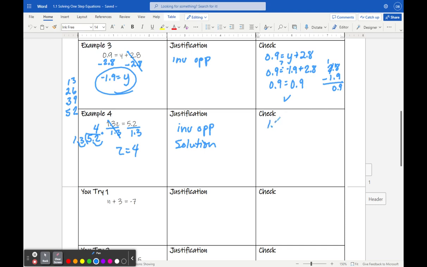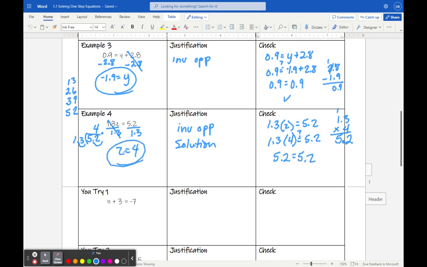And let's check it. 1 and 3 tenths times z is equal to 5 and 2 tenths. 1 and 3 tenths times 4 could possibly be equal to 5 and 2 tenths. And I, for whatever reason, like to see this vertically. So I have 1 and 3 tenths times 4. 3 times 4 is 12, regroup. 4 times 1 is 4, and 1 more is 5. I have one place value, so I need one place value, and I end up with 5 and 2 tenths is in fact equal to 5 and 2 tenths.